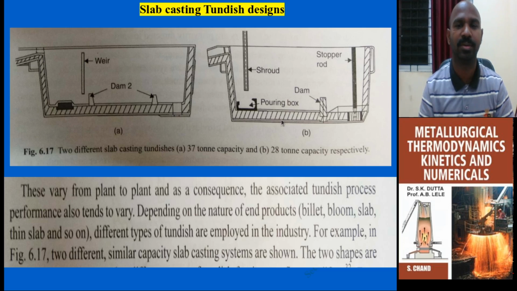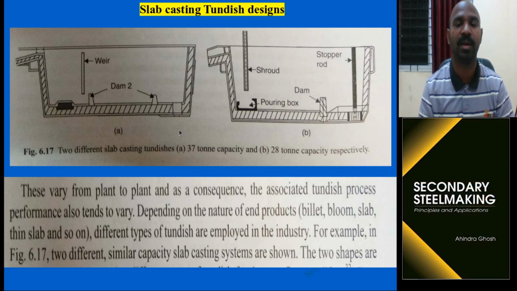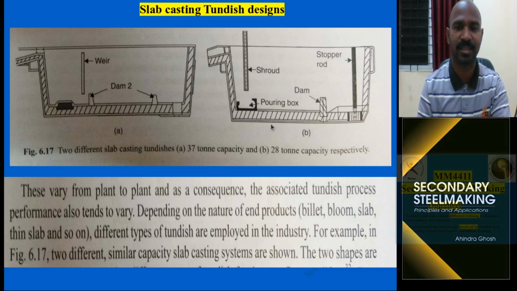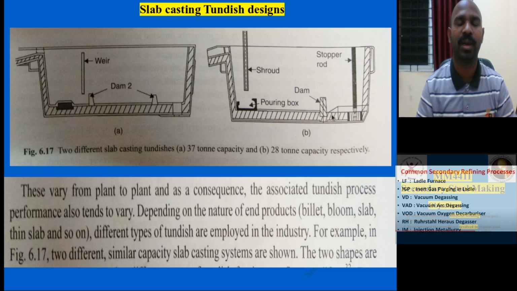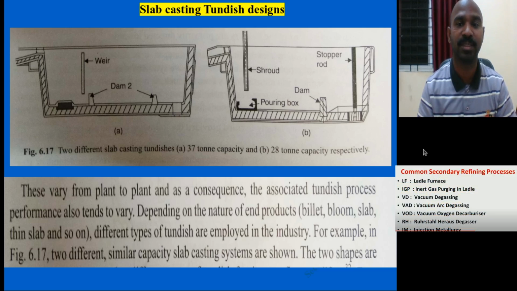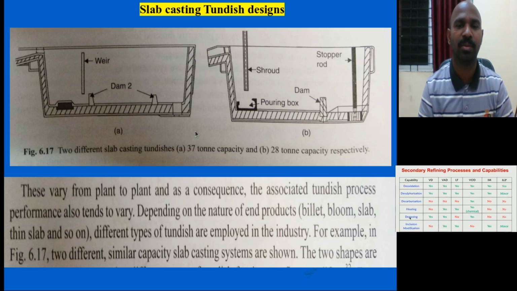Many designs exist, depending upon whether you want to produce billet, where the cross section is square, or bloom, where the cross section of this long-length product is rectangular. Slab is flat in shape, and from the slab you can produce thin sheets. From the billet you can produce rods and wires. From the bloom you can produce train tracks.